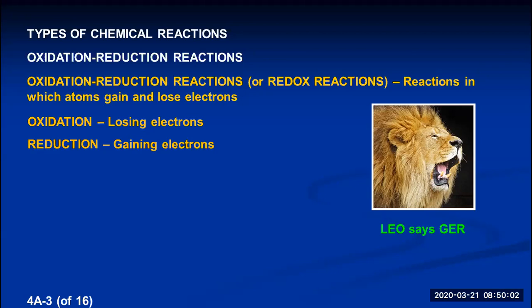The first type of reaction is an oxidation-reduction reaction called a composition reaction. I'm going to give you the general form of a composition reaction: A plus B goes to AB. This can either stand for two elements, A and B, combining to form a compound, or two small molecules, A and B, combining to form a larger molecule.